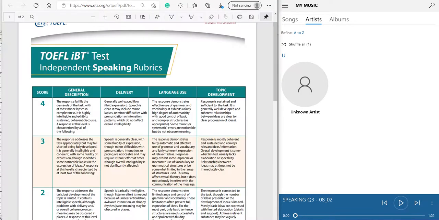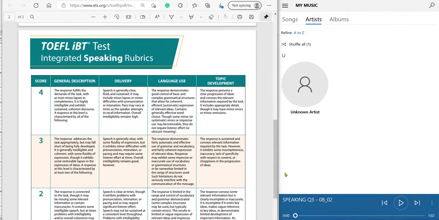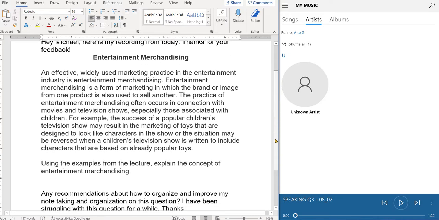Okay, so now let's get started with, let me get the integrated rubrics here. And let me look at the passage one more time just to refresh my memory here. So we have an example. So they have characters that kind of mimic what's in the show there.